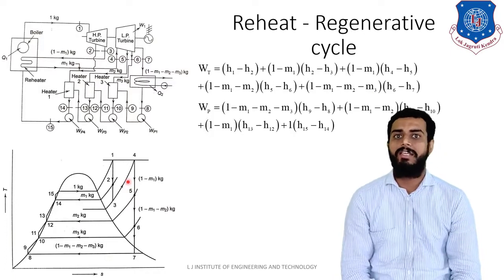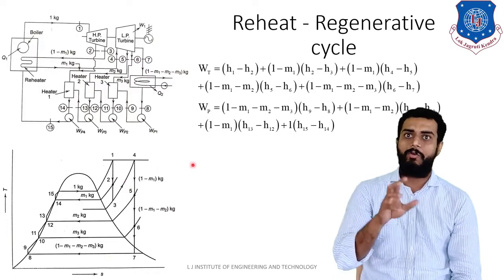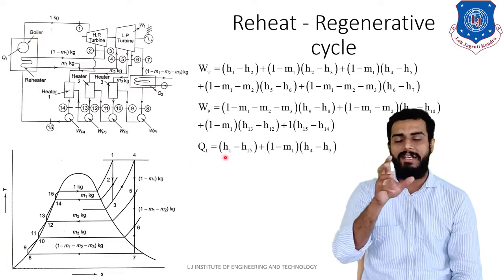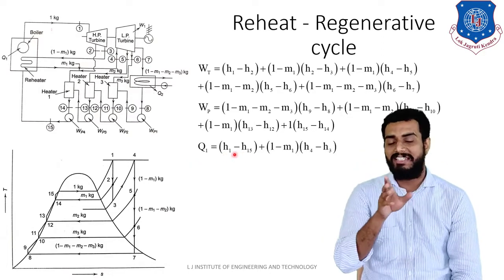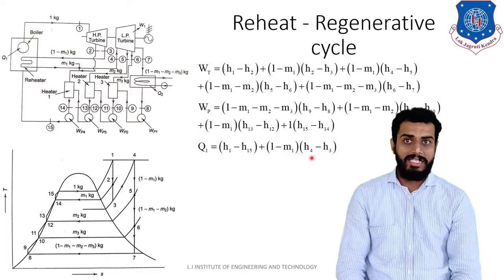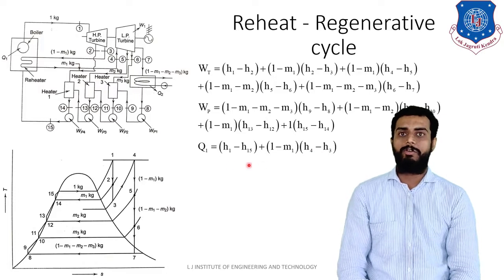Same way this is repeated over here also. So now what you will write? Q1 or heat addition is equal to (H1 minus H15) plus (1 minus M1) into (H4 minus H3). Clear? Now heat rejection. So for heat rejection, what you will write?